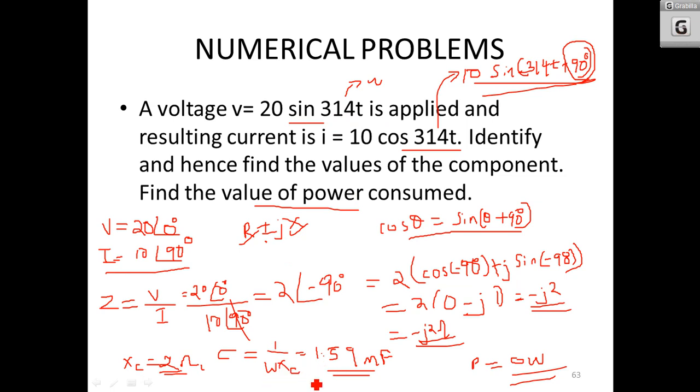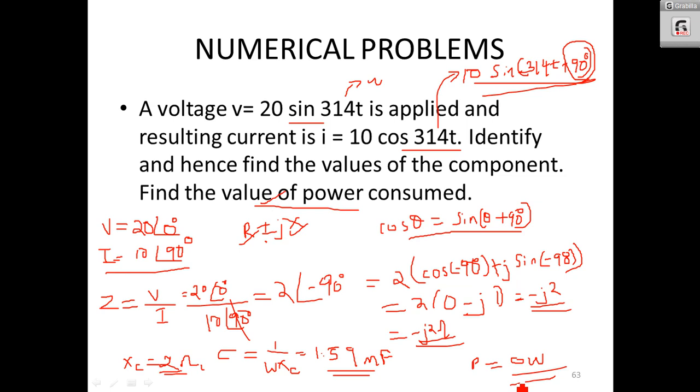So it is 1.59 millifarad. Okay. So the given circuit is a pure capacitor having capacitance value as 1.59 millifarad. Now, next part of the question is to find the value of power consumed. How do you find the value of power consumed? For a pure inductor or for a pure capacitor, the power consumed is 0 watt. Therefore, power consumed is equal to 0 watt.